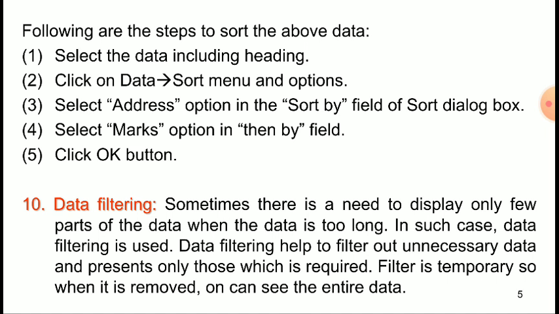We want to see the details of students who scored 100 or more than 100 marks. So we will select the Standard Filter option from the marks column drop-down menu, and it will provide the following dialog box. So that is data filtering. Select the Data menu and then Filter and then AutoFilter.